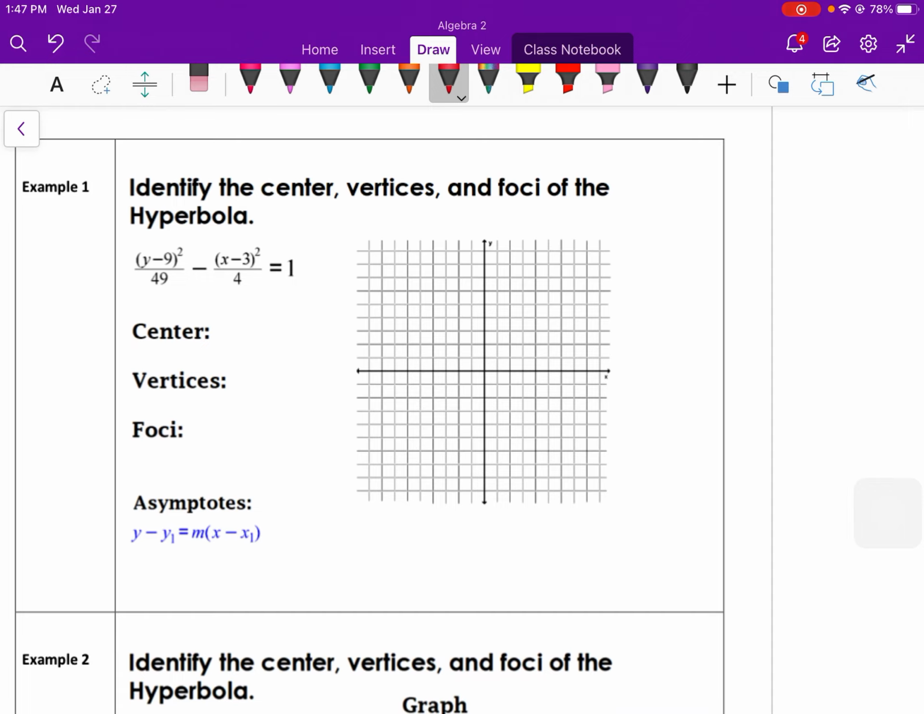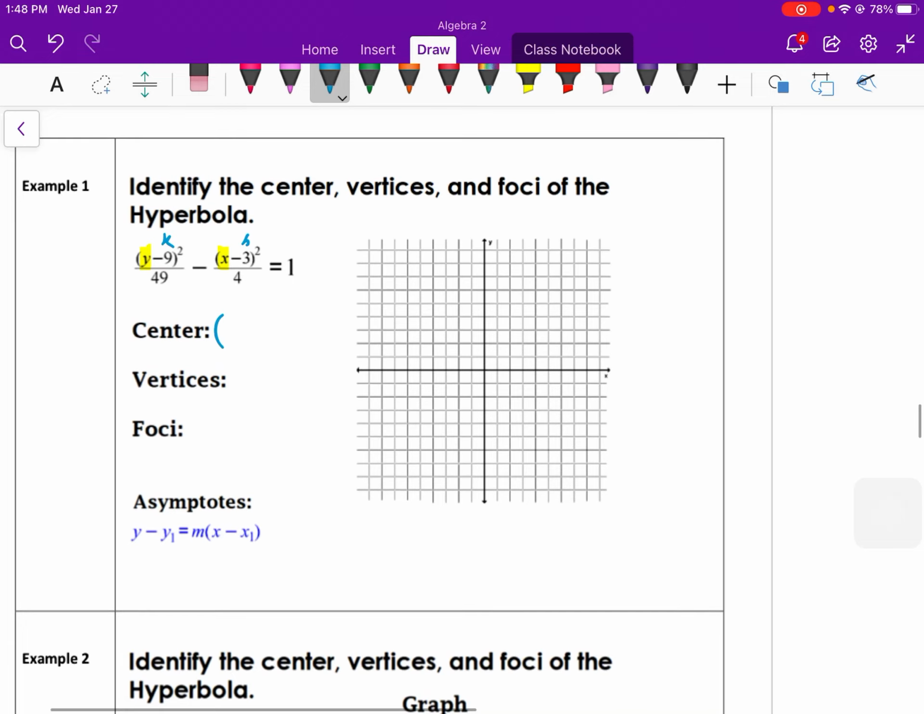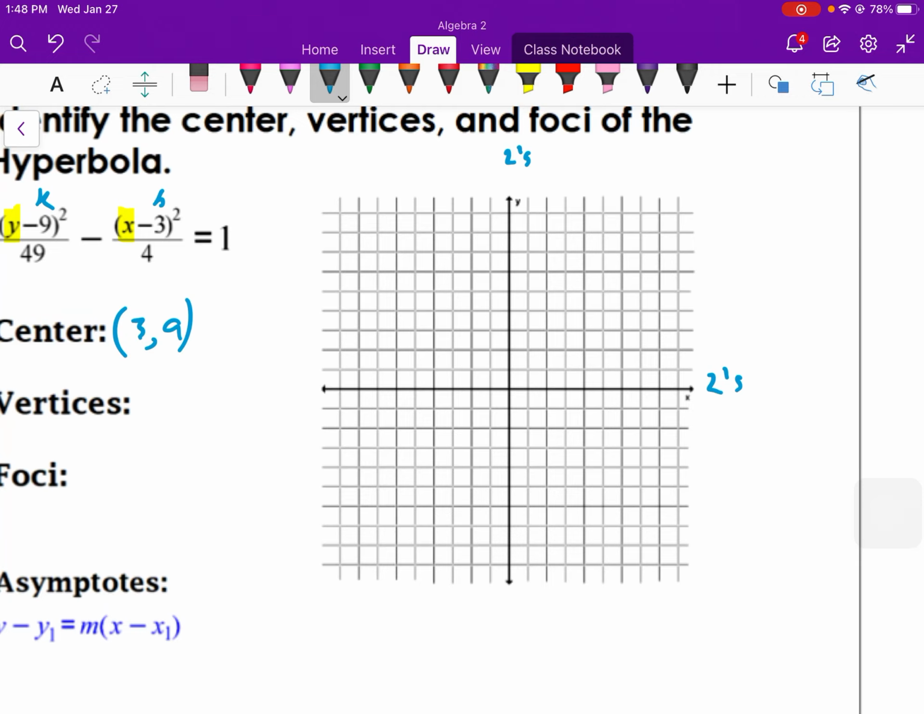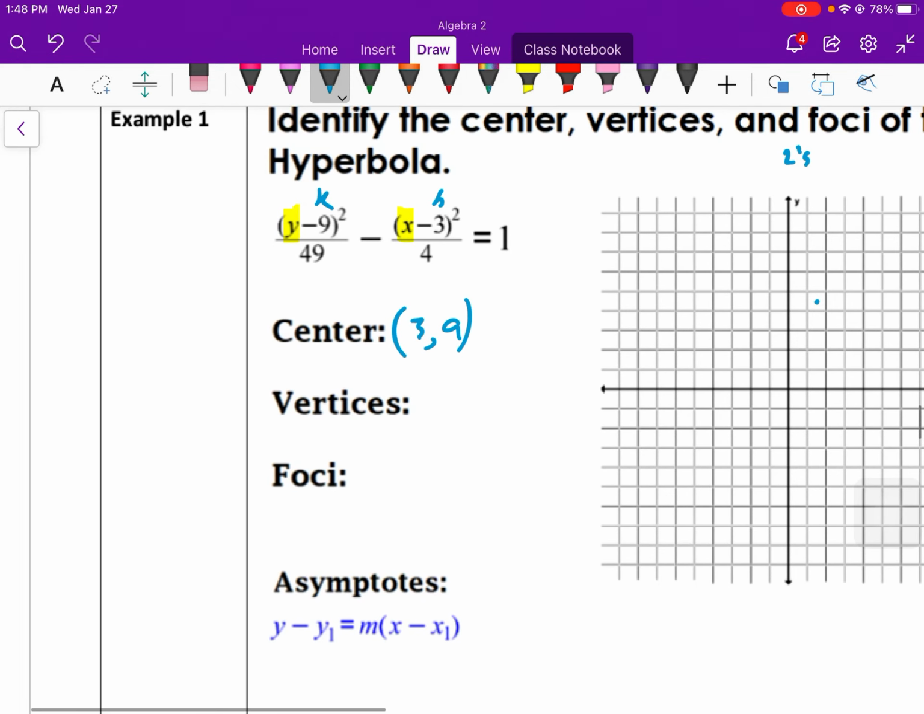All right, starting with the first example, it leads with y. So that means our k value is associated with y and our h value is associated with x. So our center is going to be 3, 9. So I'm going to scale this. I think that'll help fit everything on the graph. So 2, 3, 2, 4, 6, 8, 9. That is our center. Since y leads, it's going to open up and down.